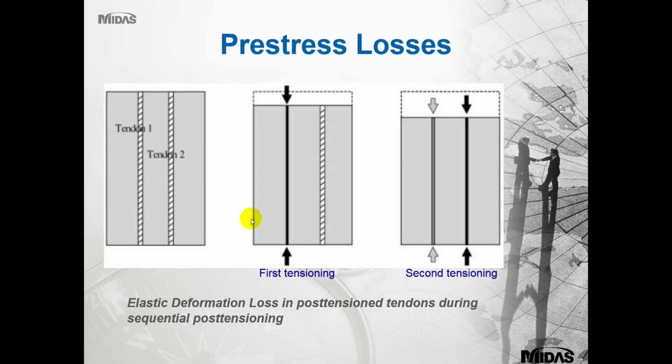Just looking at the elastic deformation loss, during the construction of a box girder bridge, many times we come across sequential post-tensioning. This can lead to elastic shortening losses in the tendons that were post-tensioned earlier in the construction. As you can see in the figure here, tendon 1 is tensioned first, and then tendon 2 is tensioned after, and what will happen is that in tendon 1 you'll get losses because of the tension being carried out in tendon 2.